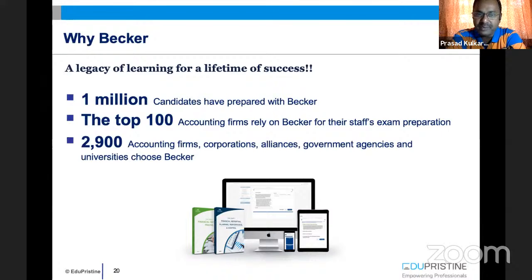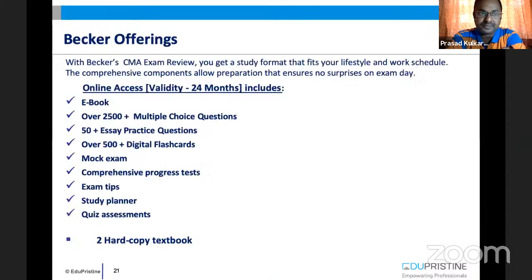One million plus candidates have prepared with Becker. The top 100 accounting firms rely on Becker for their staff's exam preparation. 2,900 accounting firms is a massive number. Corporations, alliances, government agencies, and universities choose Becker as their preferred choice for their candidates.